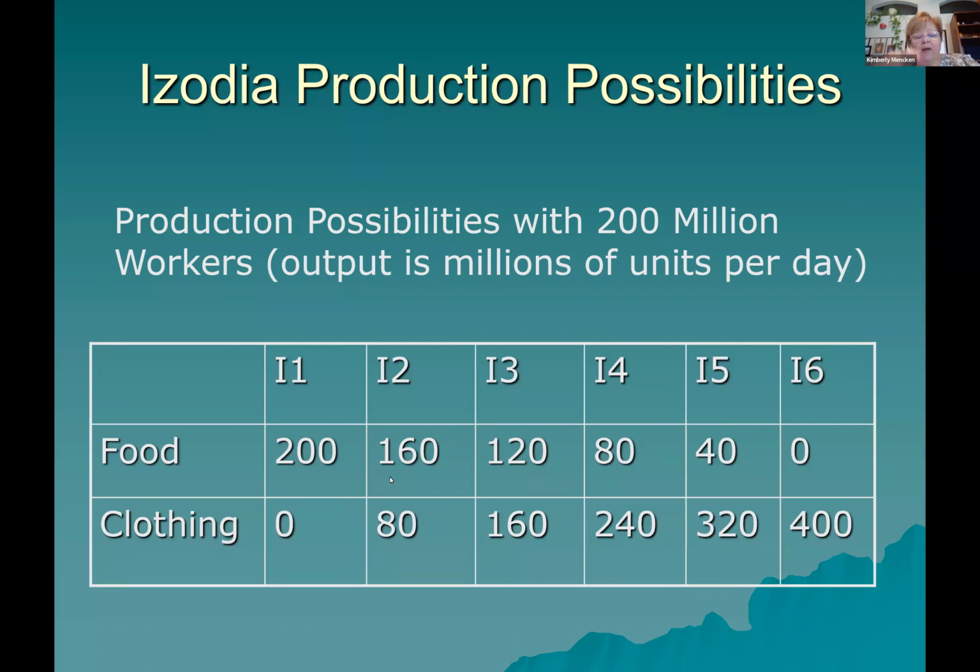All right, so we can already see that the United States has an absolute advantage in food. Because if the United States only does food, they can make 600. If Izadia only does food, they can only make 200. So U.S. has an absolute advantage in food. What about clothing? Izadia on the end point there, if they completely specialize in clothing, can make 400.